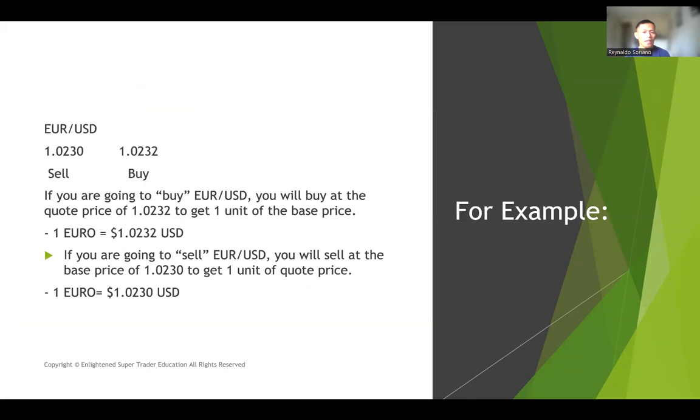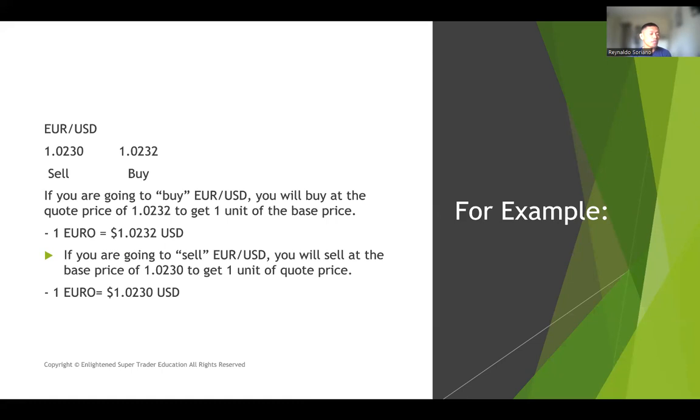Currently, they're selling it for 1.0230, and they're asking, in terms of the buying price, the bid price, 1.0232. So if you are going to buy the euro US dollar, then you will buy at the quote price at 1.0232 to get 1 unit of the base price. In other words, euro, which is the base price, so 1 euro equates to 1.0232, which is the quote currency, which is the US dollar.